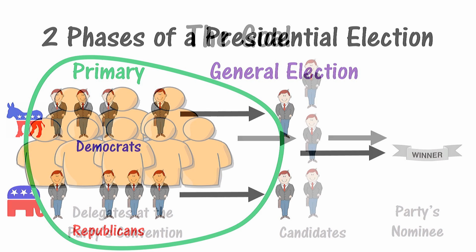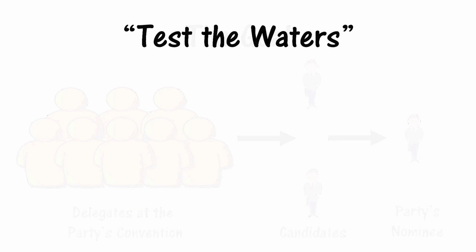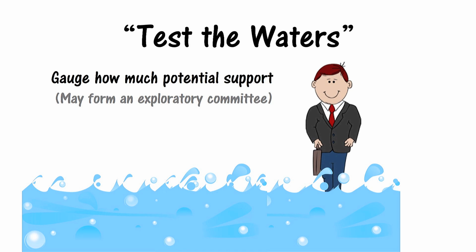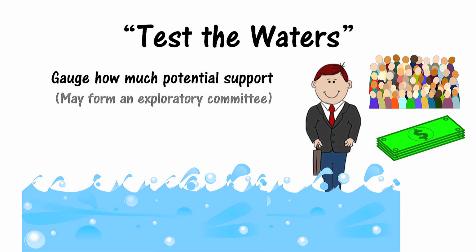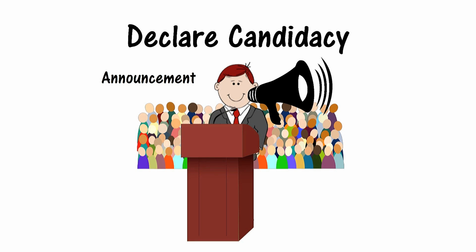A candidate officially wins a party's nomination for president at the party's convention, but there are a number of activities that occur in the months or years leading up to that. The process starts when someone tests the waters to gauge how much support he or she is likely to have in terms of potential voters and donors. Next, the person will declare his or her candidacy for president, often by making a big announcement that seeks to attract a great deal of attention.